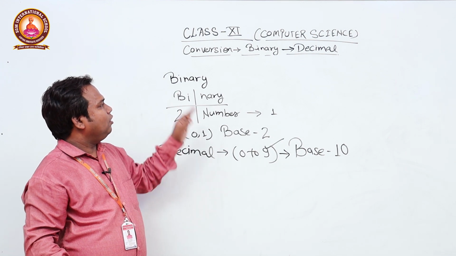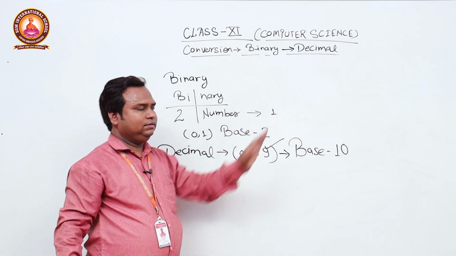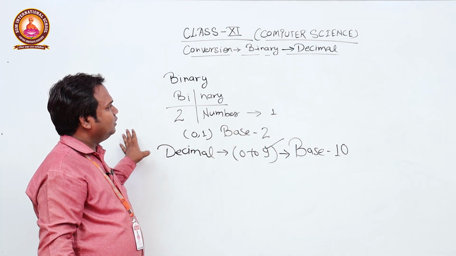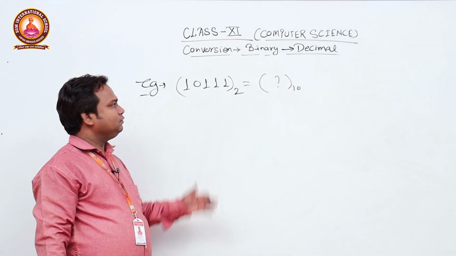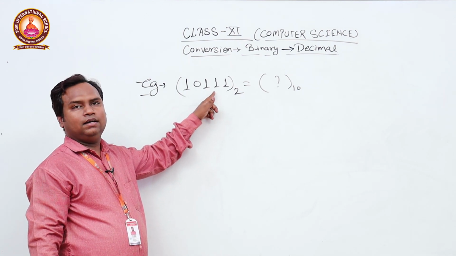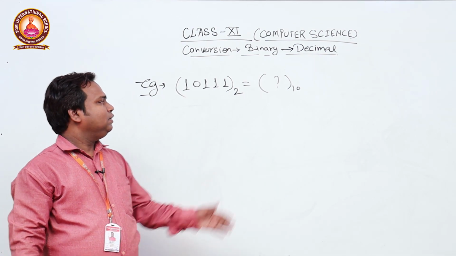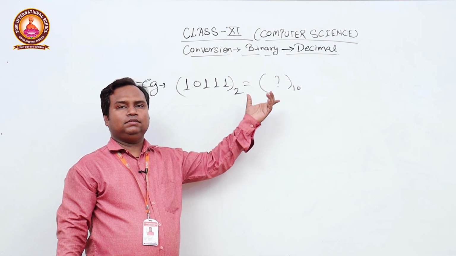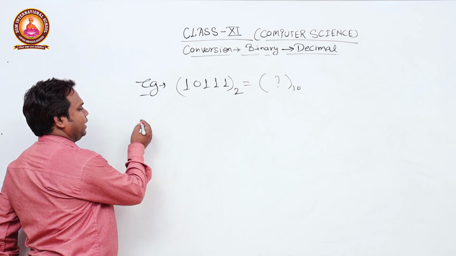Okay? Now we will discuss binary to decimal. Got it everything? Let us take an example: 1, 0, 1, 1, 1. This is a binary number. Then you have to convert it into a decimal number. So, what is the rule? Look at the board.